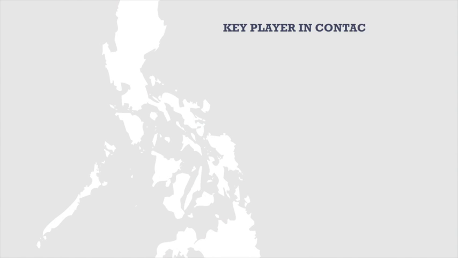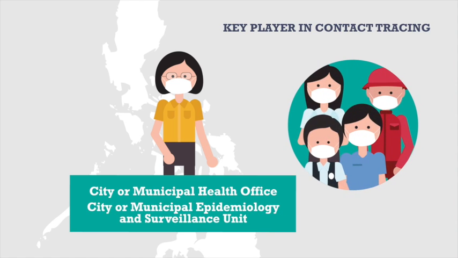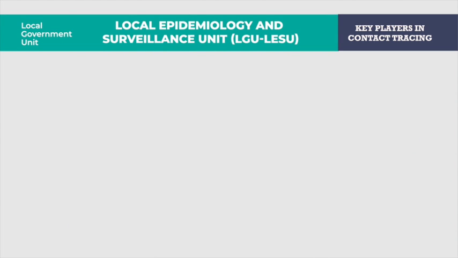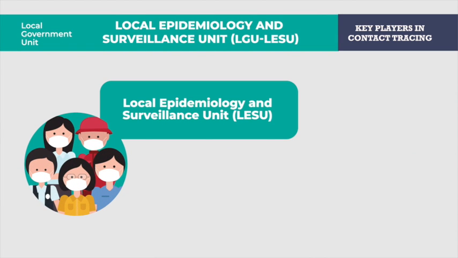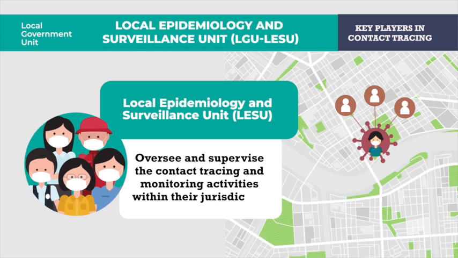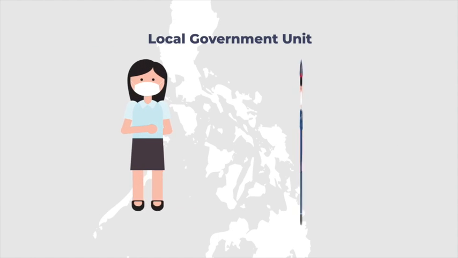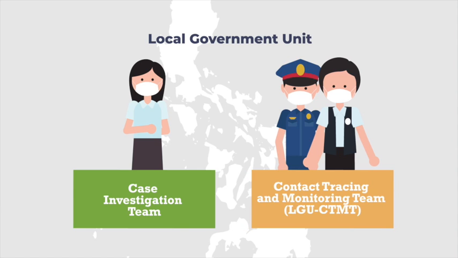The key player in contact tracing is the city or municipal health office and its city or municipal epidemiology and surveillance unit. Through the city or municipal health office, the local government unit will have a local epidemiology and surveillance unit, or LESU. The function of the LESU is to oversee and supervise the contact tracing and monitoring activities within their jurisdiction. The local government unit will also lead the case investigation and contact tracing and monitoring.